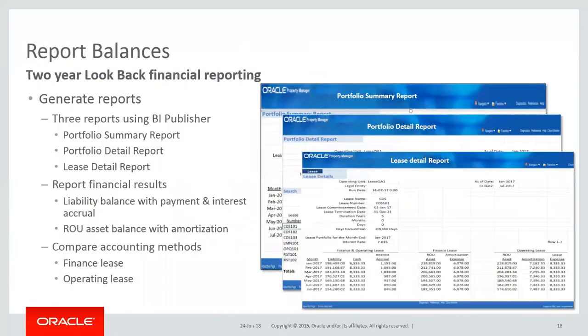And these are the 3 reports that I was talking about, which were added as part of phase 1 of the solution: portfolio summary, portfolio detail, and lease detail report. This detail report is very detailed. It tells you how these balances have been calculated, with very detailed amortization schedules as well. While portfolio detail and portfolio summary are more at operating unit level, where you get a total picture of your portfolio: what are the ROU asset values, what are your lease liabilities, etc.